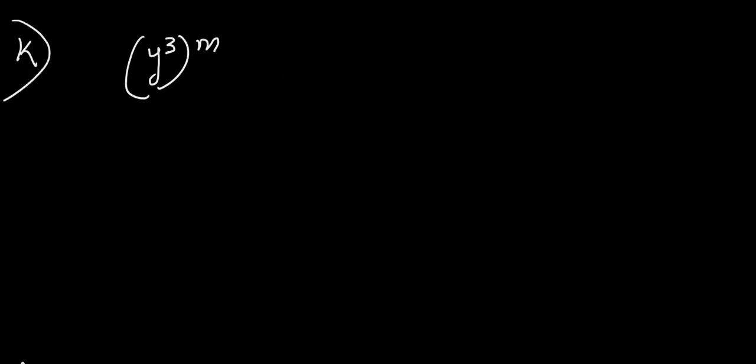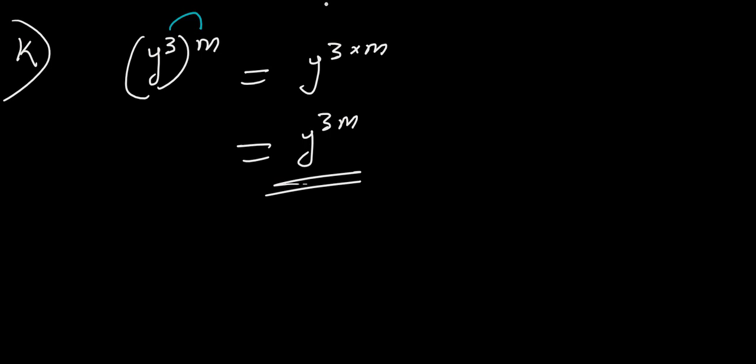Question K, we have y exponent 3 in parentheses, exponent m. So now use this 3 to multiply the m, and this is going to give you y exponent 3 times m, and finally 3 times m is 3m, so y exponent 3m. So this is your final answer to this question.